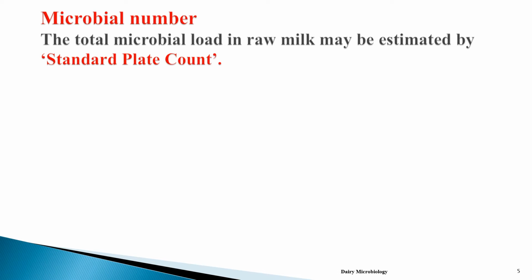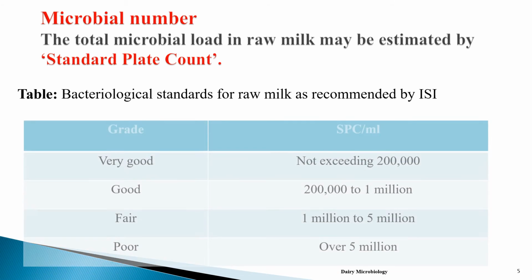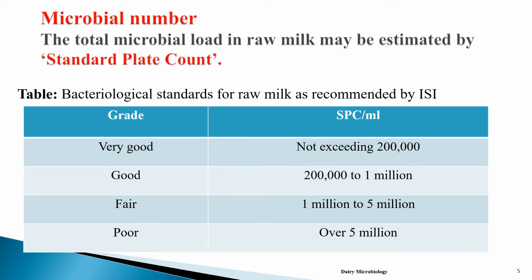Microbial number. The total microbial load of raw milk can be determined by standard plate count. Bacteriological standards for raw milk are recommended by ISI, Indian Standards Institution. Depending upon the number of microorganisms present in milk, milk can be graded into 4 qualities.